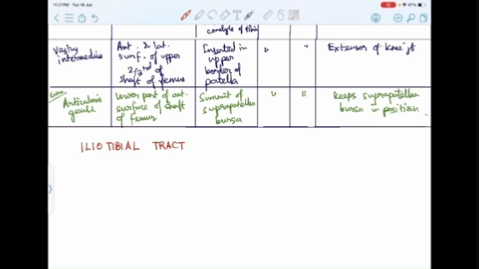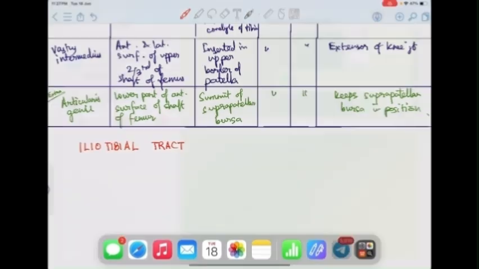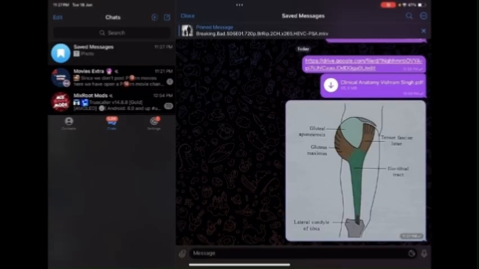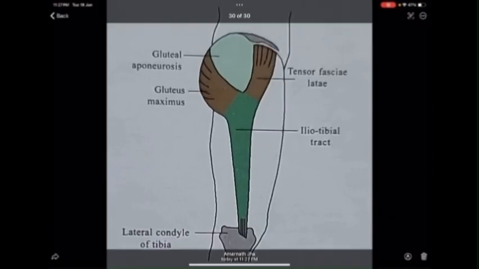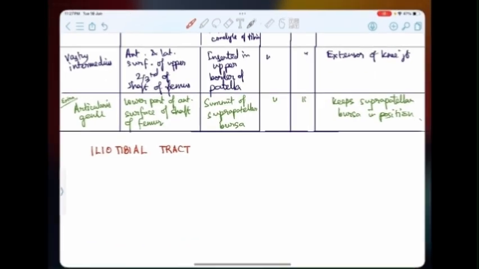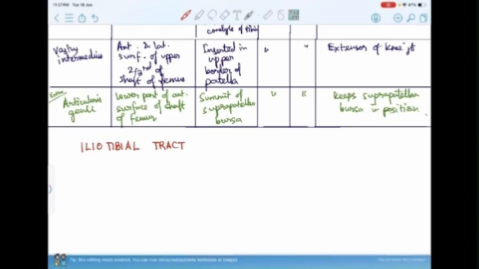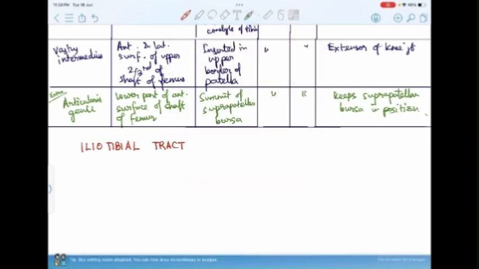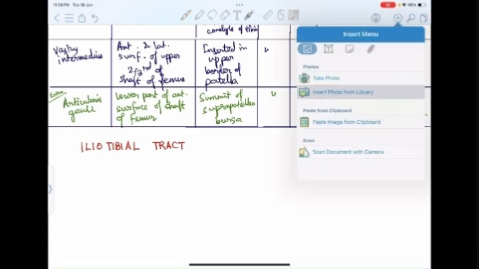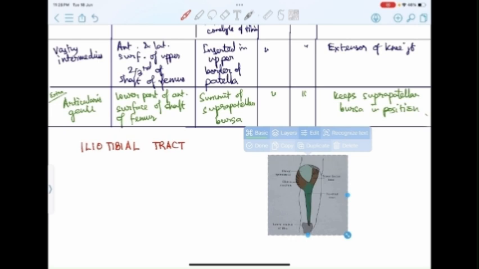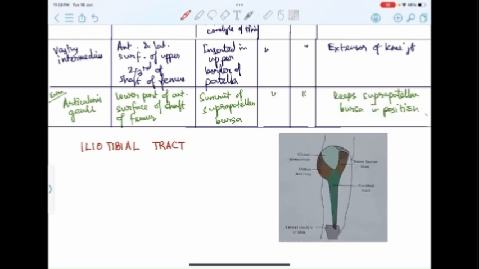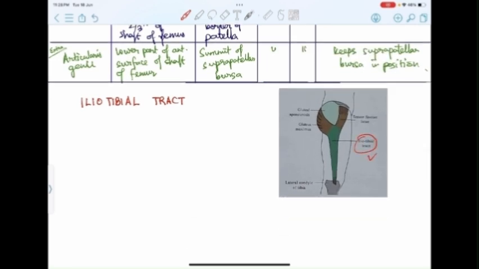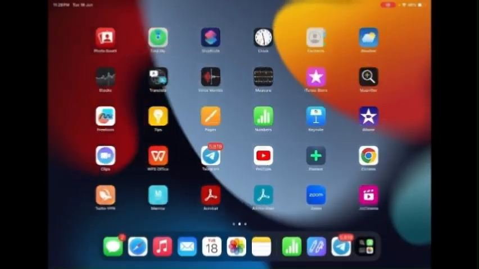Let me see if I can insert it from my Telegram. Is it there? Saved messages. This picture. Can I download it? Save image. Let's see if we can insert the picture. Insert photo from library. So I want you to have a look at this picture. I'm not focusing much on the diagram. This is the iliotibial tract, which is what we're going to talk about now.